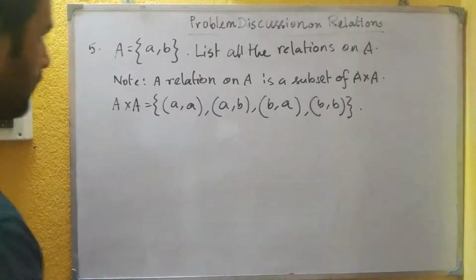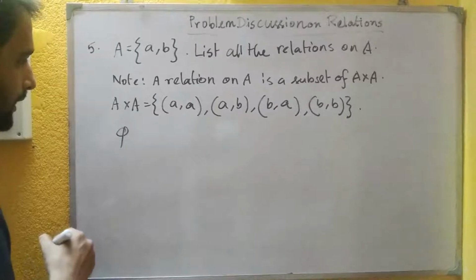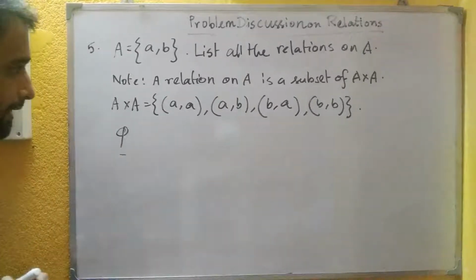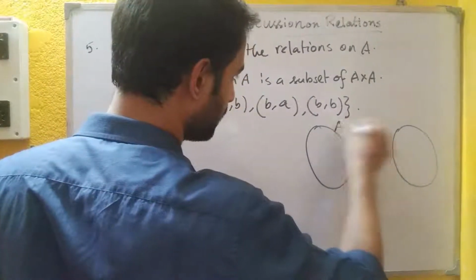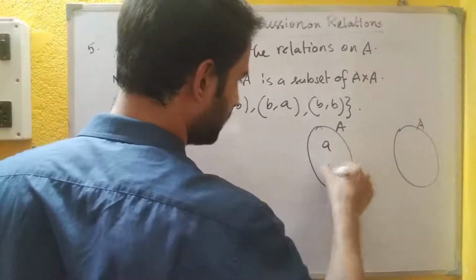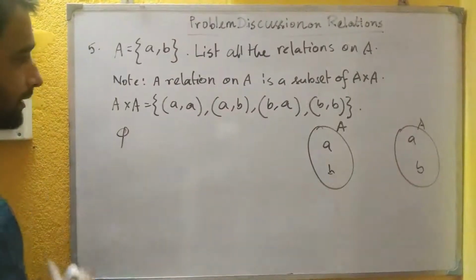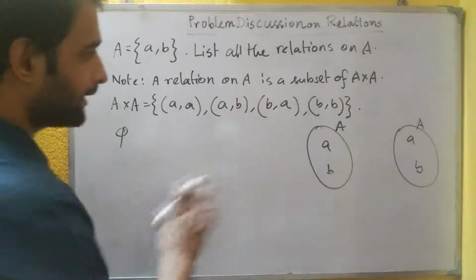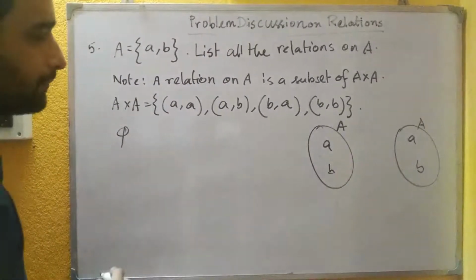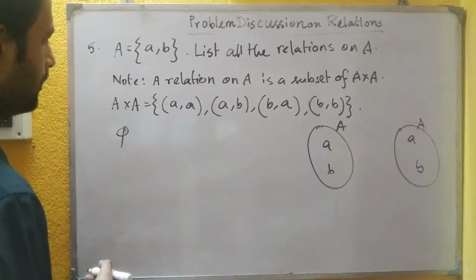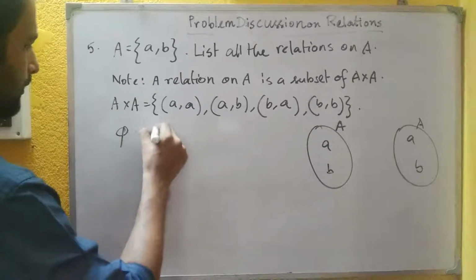So first, we write the subset that is the empty set. If you take this as a relation, then the diagram will be like this: A, B, A, B, but no links are there, because phi says that none of the elements will be related to any other element. So this is the first relation, that is the null relation.